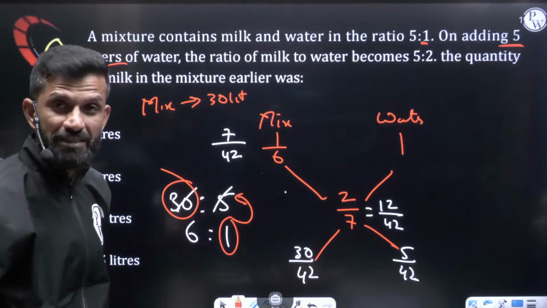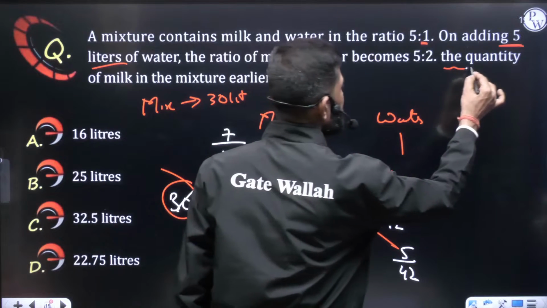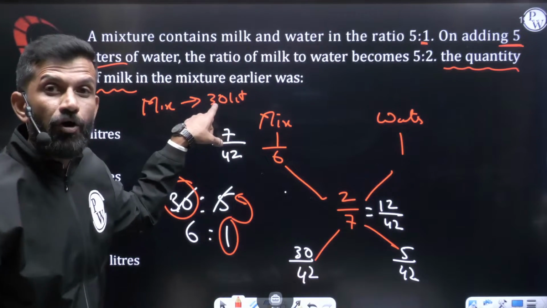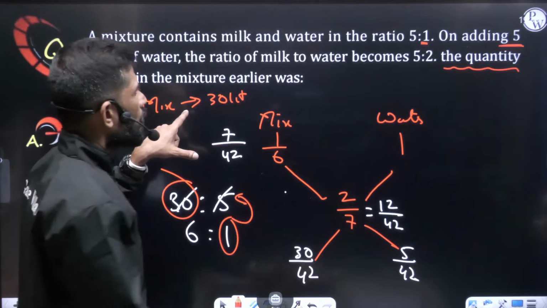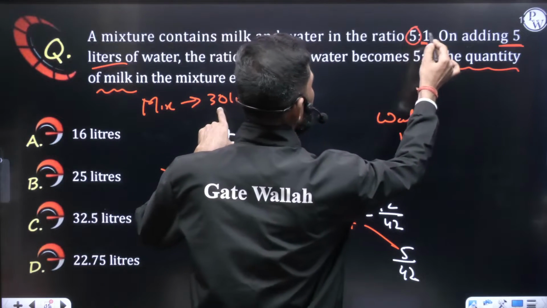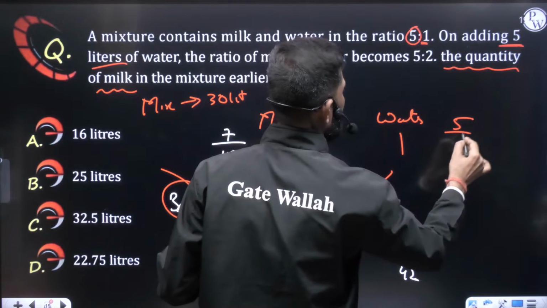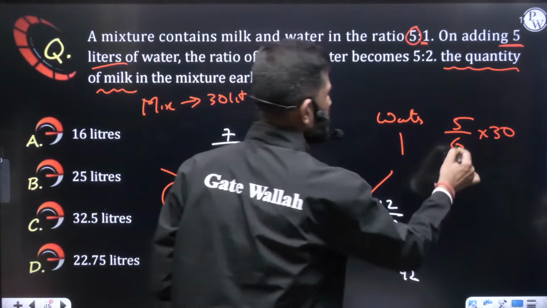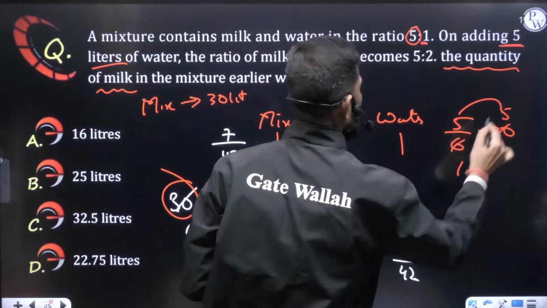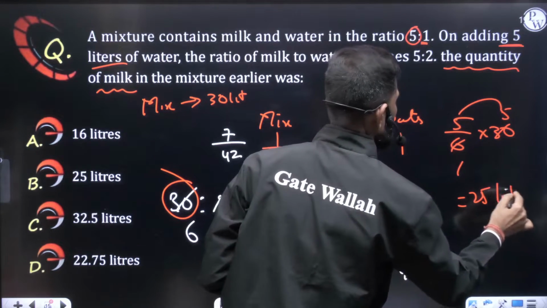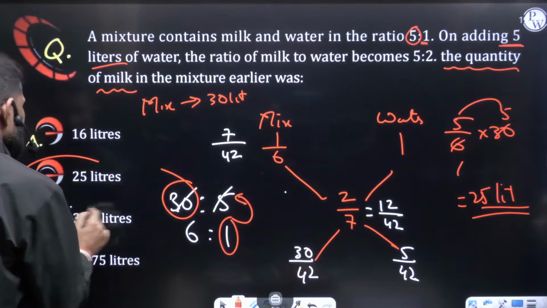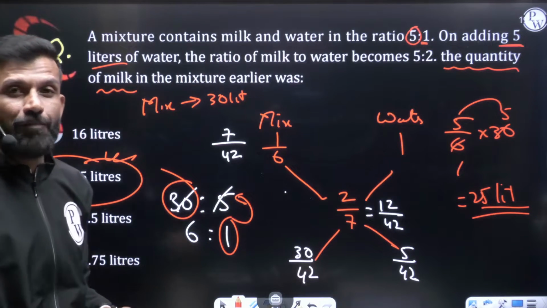They are not asking you the mixture. They are asking you the quantity of milk in the mixture earlier. In this, how much was the milk? So milk is how much here? 5 parts out of total 6 parts. So 5/6 of 30 liters was the milk earlier in the mixture. 6 fives are 30. So 5 fives are 25 liters of milk was there earlier in the 30 liter mixture. So here the answer is 25 liters. That is option B.